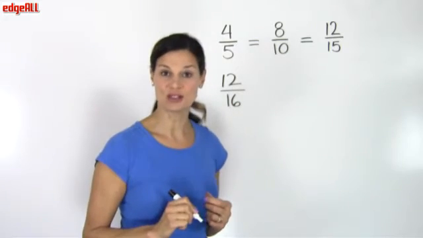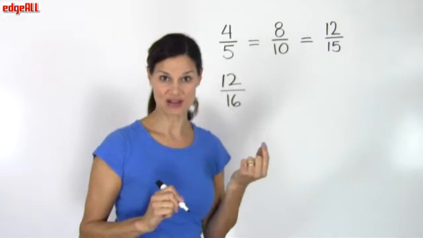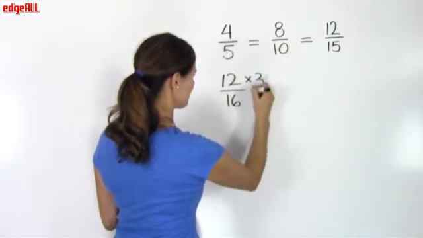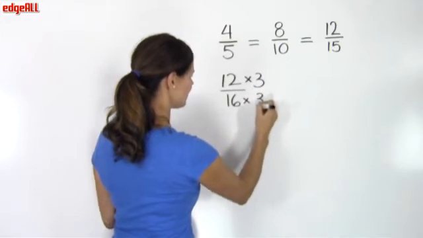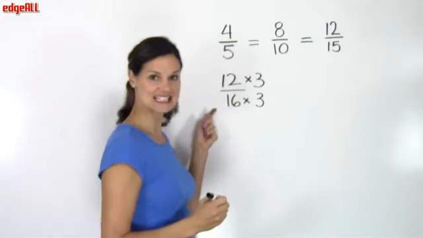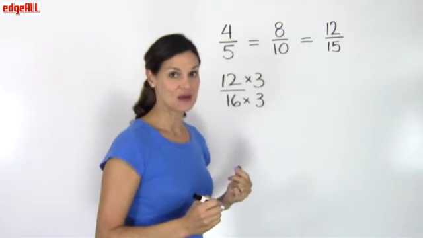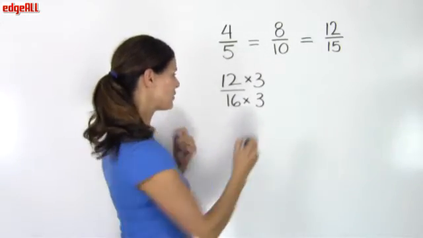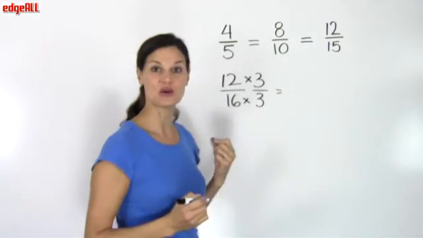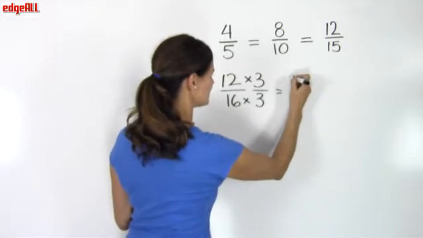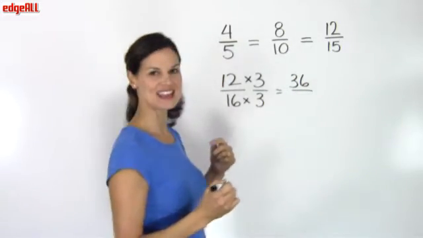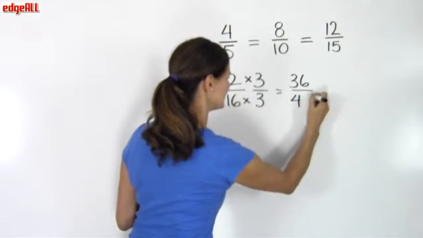And I'm going to multiply both my numerator and my denominator by the same number. I'm going to multiply both numerator and denominator by 3. So I'm multiplying 12/16 by 3/3, which really means I'm multiplying 12/16 times 1. And I'm going to end up with an equivalent fraction. 12 times 3 equals 36. 16 times 3 equals 48.